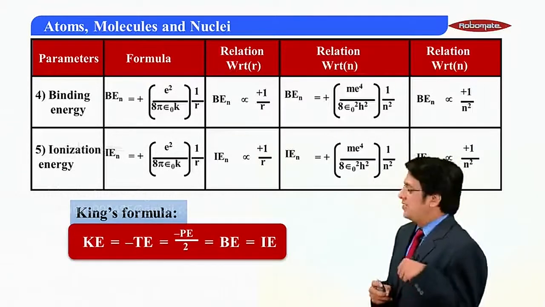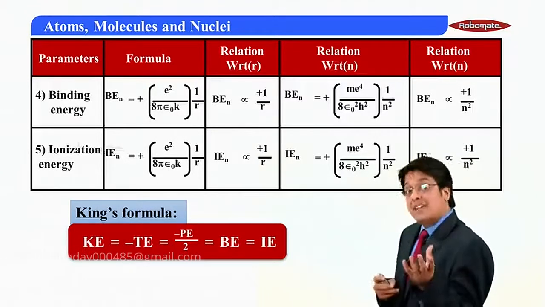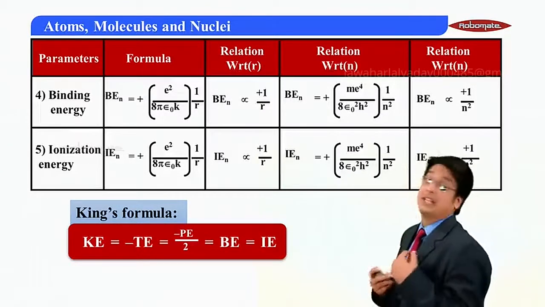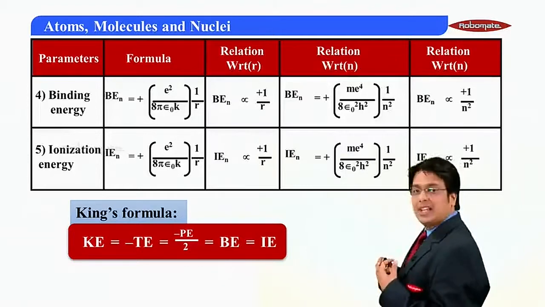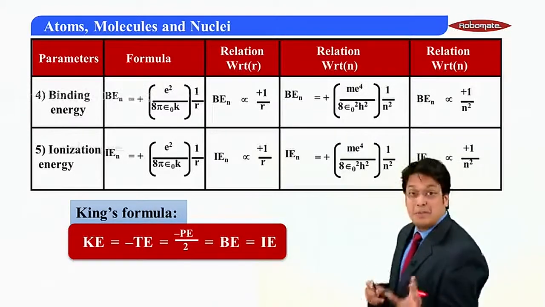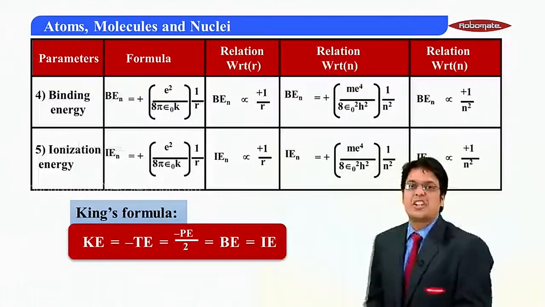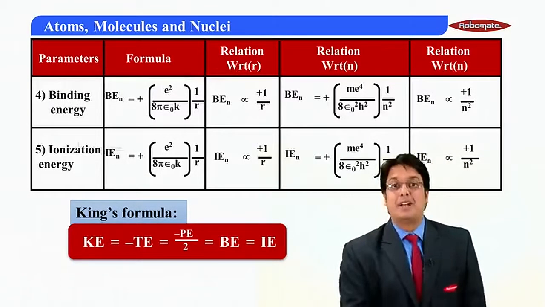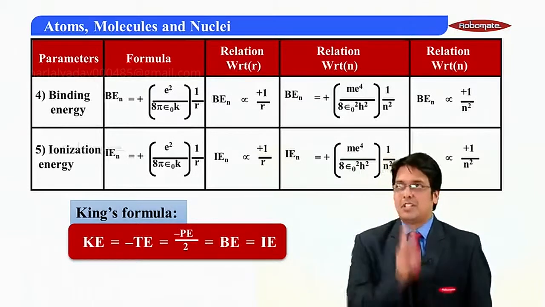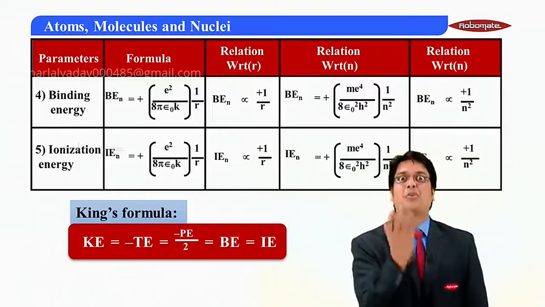The formula is: kinetic is the same as total but with a negative sign, and it's half of potential but with a negative sign. So numerically, kinetic and binding are the same, only numerically. Just to remember, this is the same as ionization. Through this formula, you can solve any sum. And the best part is, by remembering just 2 formulas, you have formulated 12 formulas.